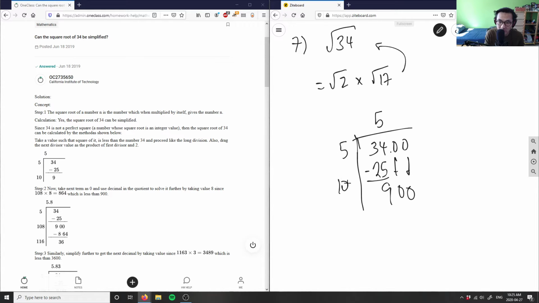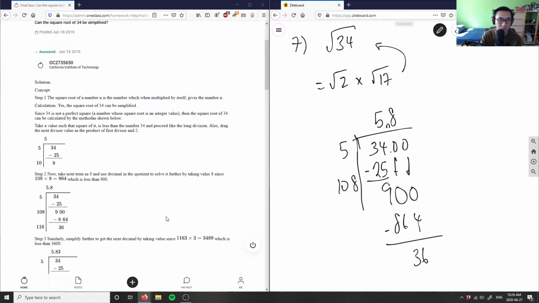So I have 10 here first, and then I'm taking the next term, which is 0, and we use decimal in the quotient to solve it further by taking the value of 8. So this guy becomes 108 here. This is 900 here, and then 8 times 108 would be 864, which is less than 900. Subtract that, you get 36.